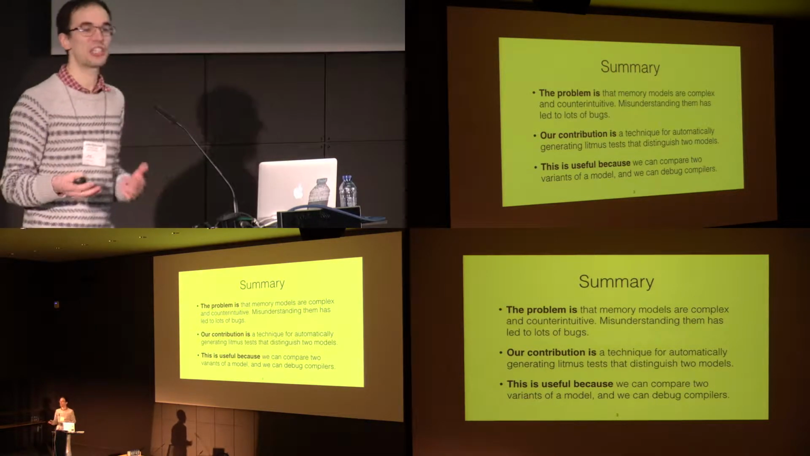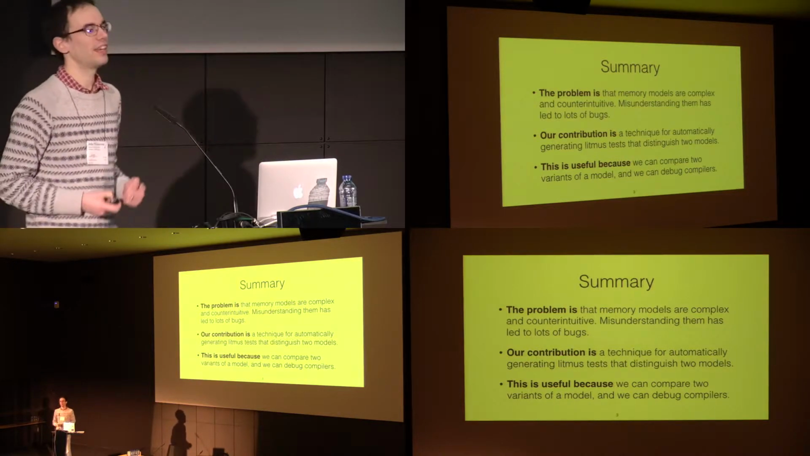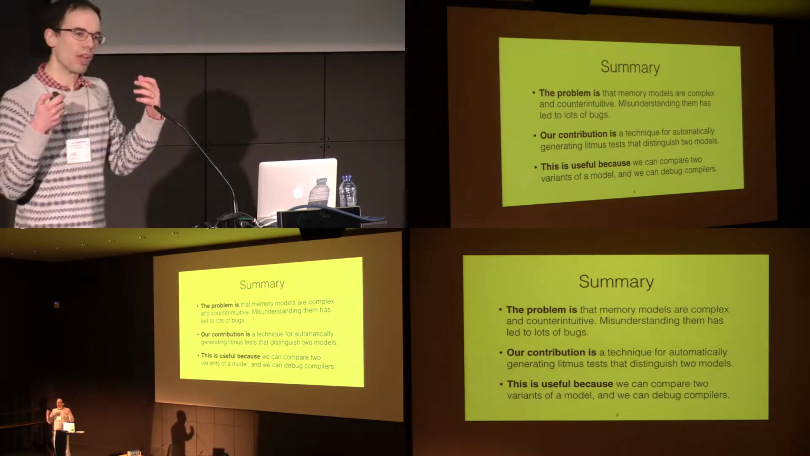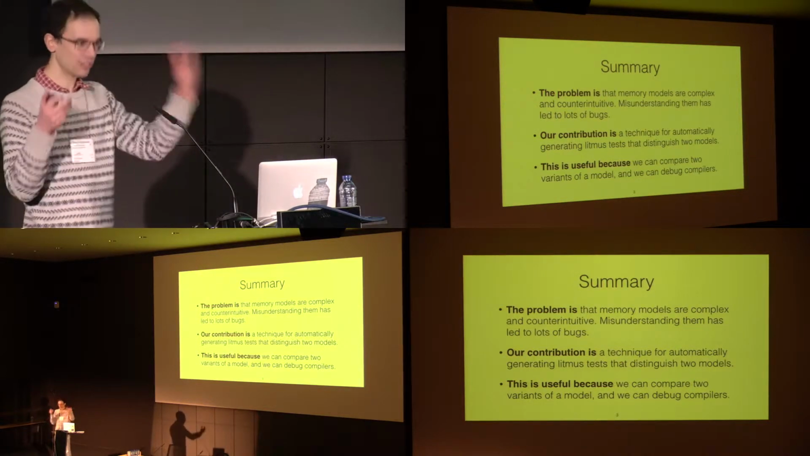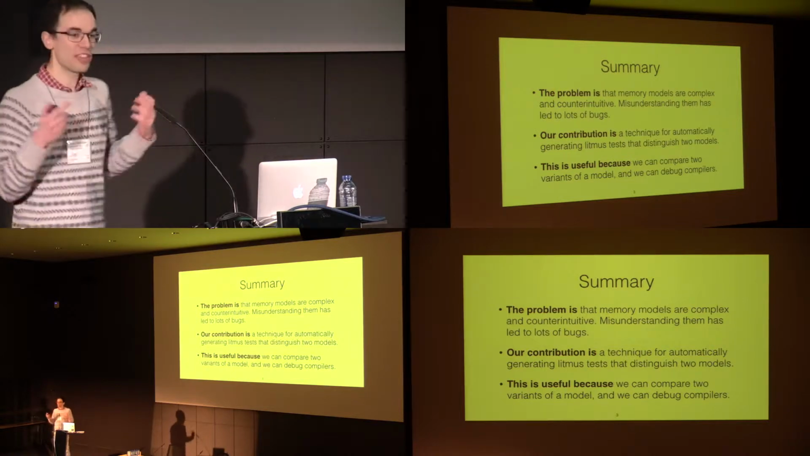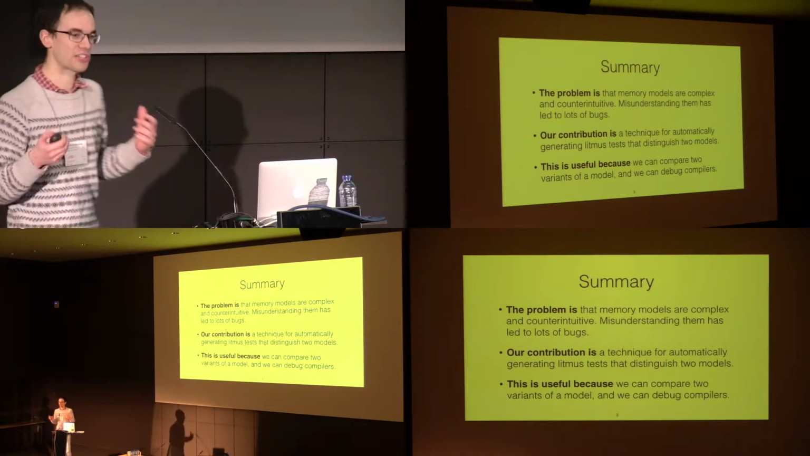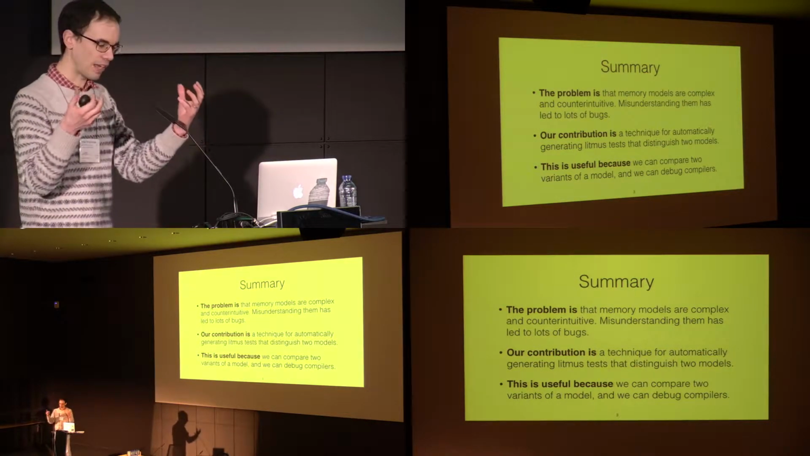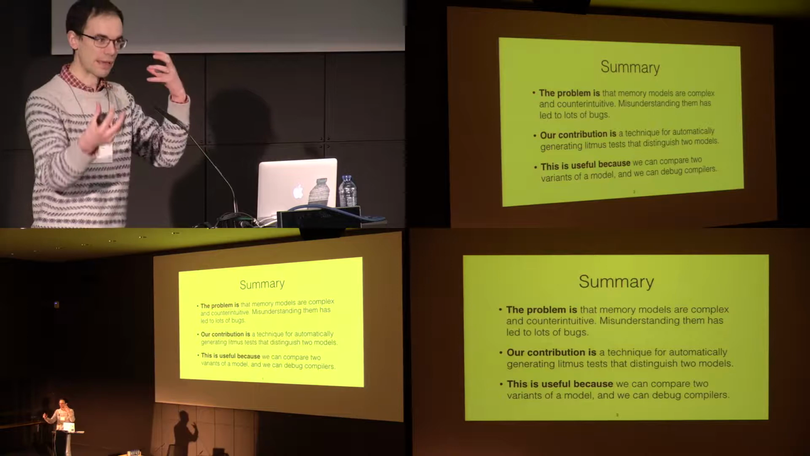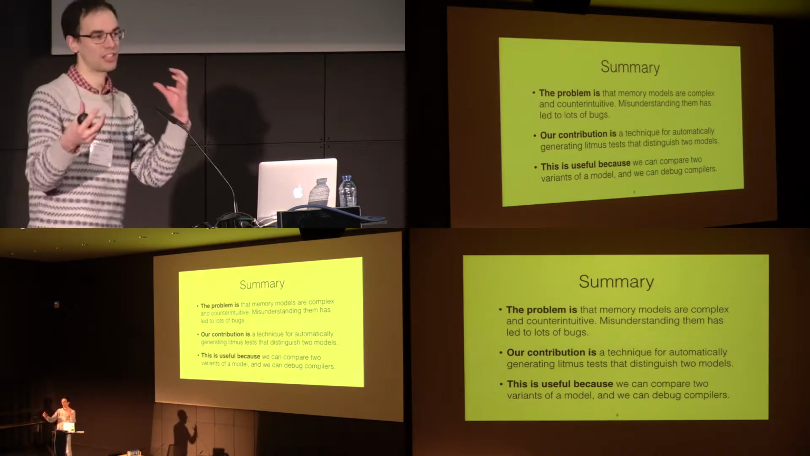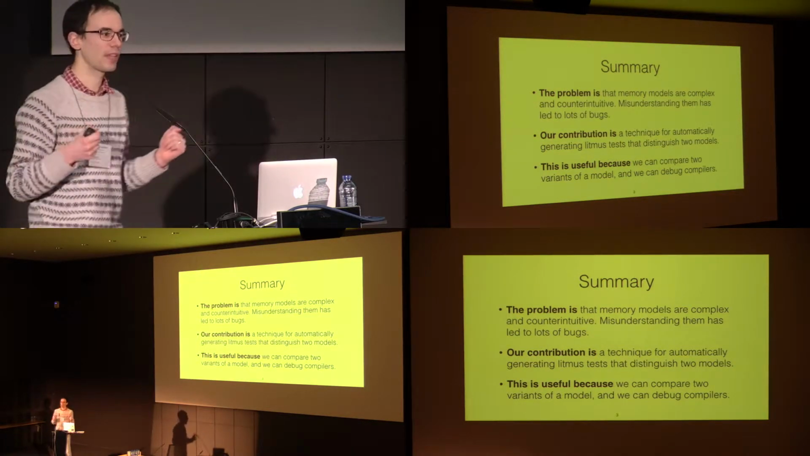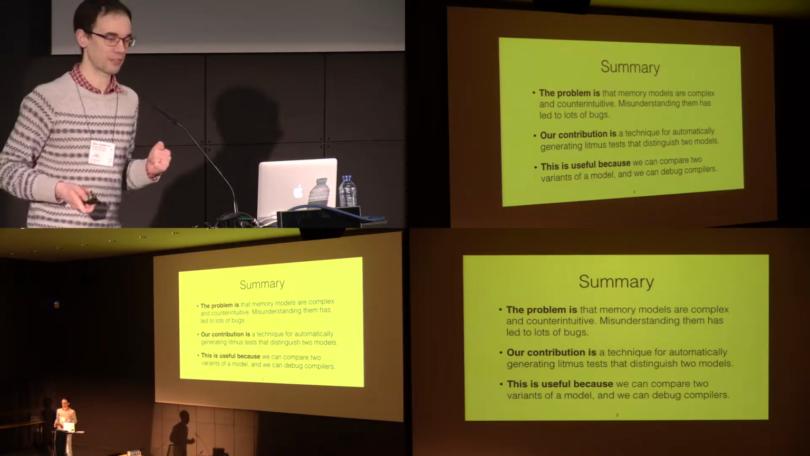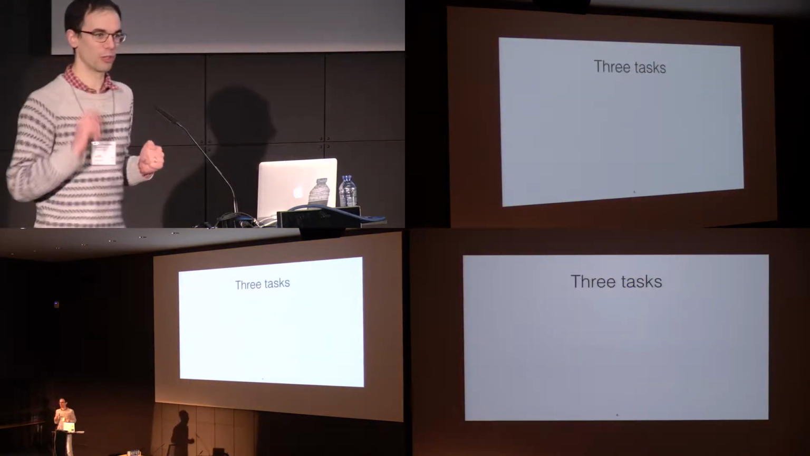So in the face of complexity, what you need is tool support. What we offer is a tool, a technique, for automatically comparing two memory models. This is useful because you can take two variants of a memory model that you're developing, and by comparing them, you can assess the impact of a proposed change. You can also use a comparison of memory models to debug compilers. And I'll say a little bit more about that now.